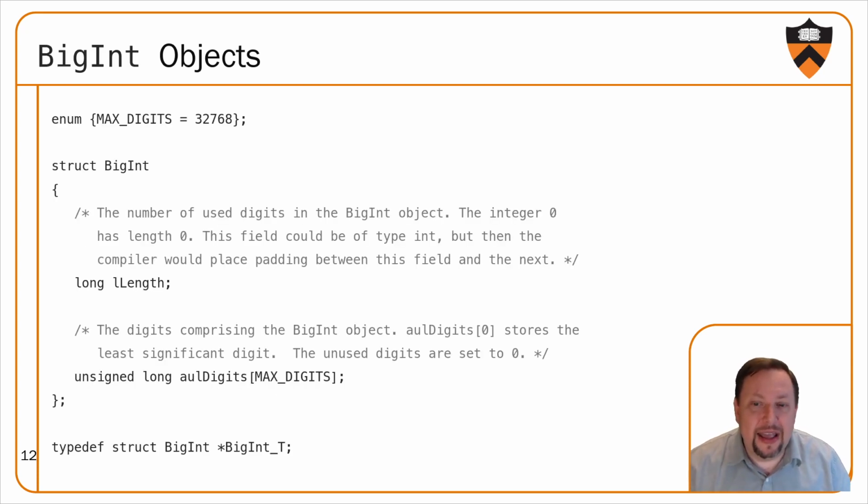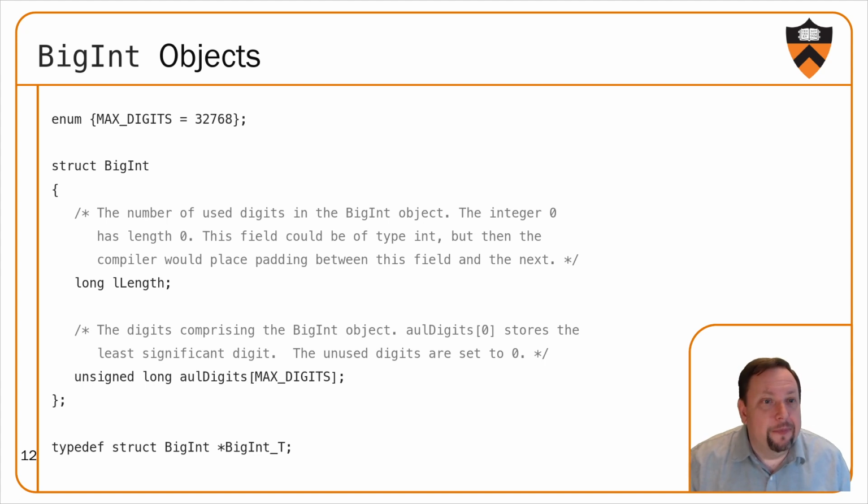So let's look at what the BigInt object is. It is very, very simple. A BigInt_T is a pointer to a struct BigInt, and a struct BigInt just contains a length and an array of longs. That's it. And the array of longs isn't itself even dynamically allocated. It has some fixed length that corresponds to the number of digits we could possibly be using.